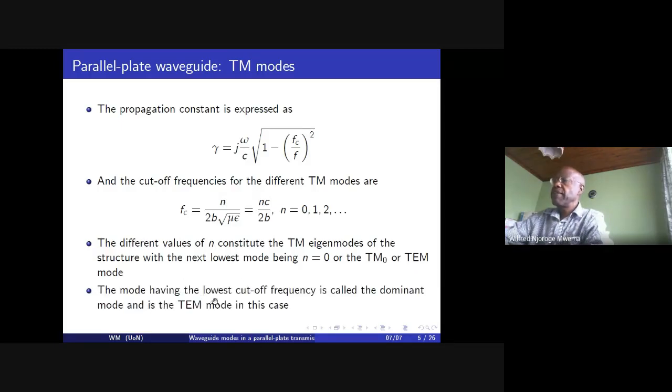The mode having the lowest cutoff frequency in a guiding structure is usually called the dominant mode. For the parallel plate waveguide, the TEM mode is the dominant mode.